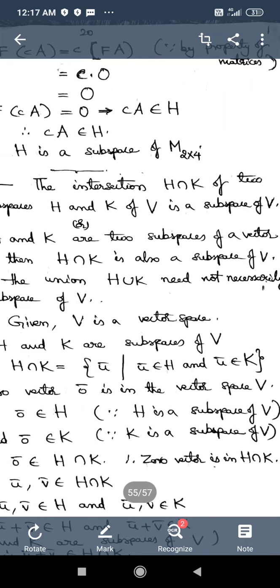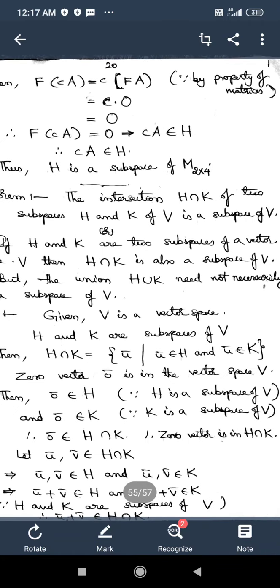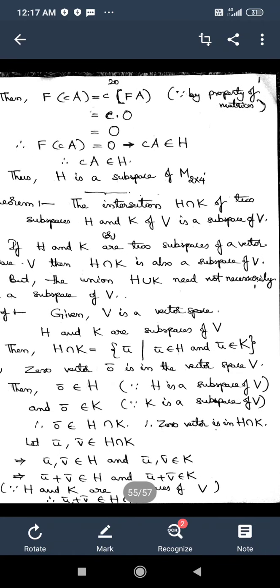By the definition of H intersection K, if some element belongs to H intersection K, then that element should be an element of H and at the same time an element of K. So u bar, v bar belong to H and u bar, v bar belong to K whenever u bar, v bar belong to H intersection K.